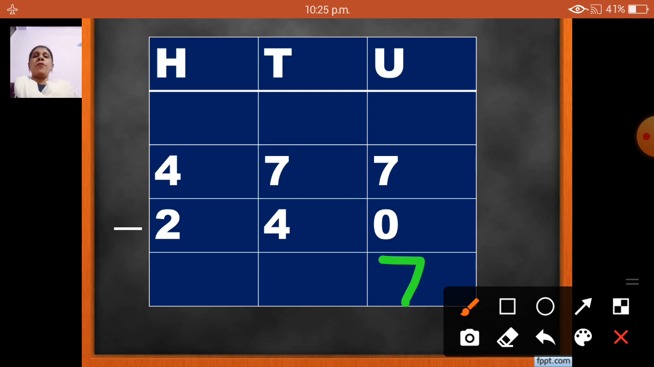7 minus 4 will be, after 4, 5, 6, 7. How many fingers? 3. Here also no borrowing. 4 minus 2, 2. Okay. So when we subtract 477 minus 240, what answer do I get? 237.